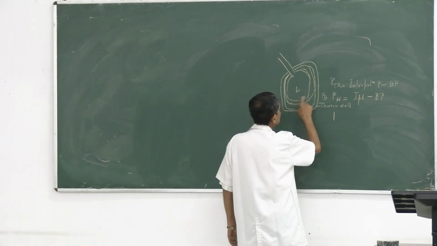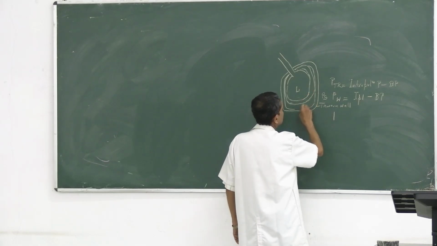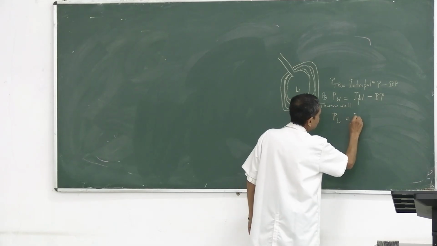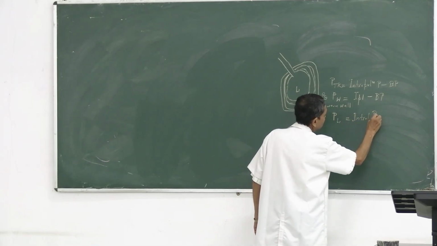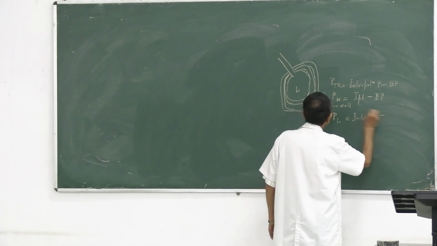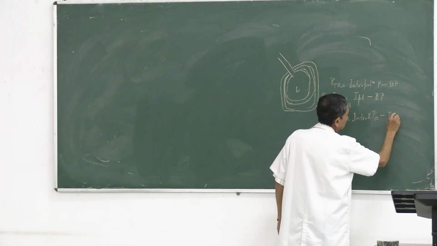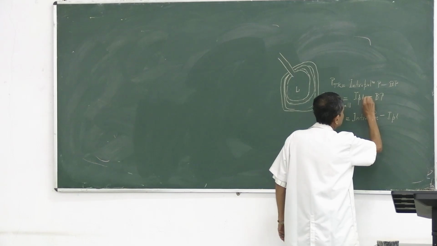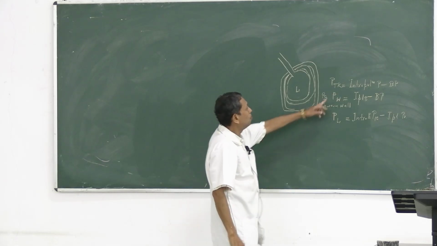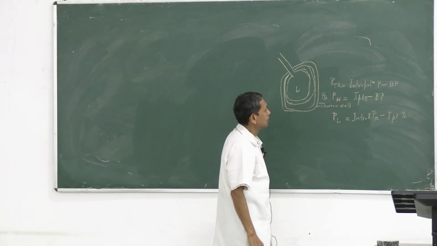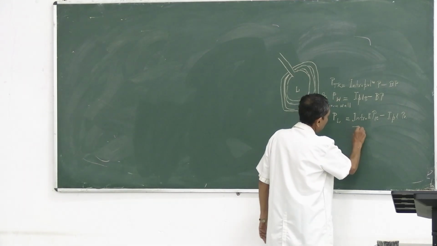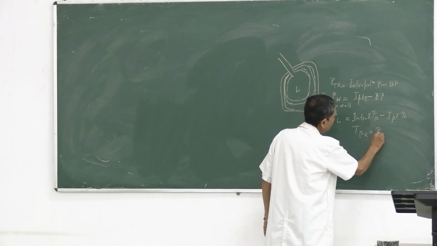And PL is the intrapulmonary pressure minus the intrapleural pressure. So PTR is equal to PW plus PL.